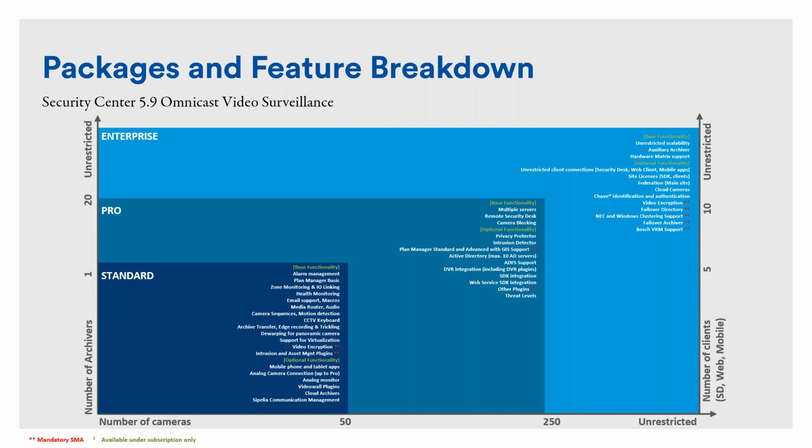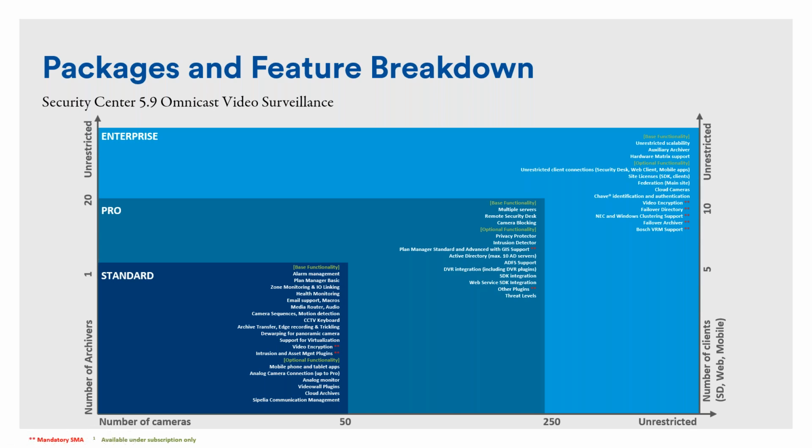Something to mention though, if for instance, you had a system with 40 cameras, but you wanted an integration to Active Directory to import users and or cardholders from Windows Active Directory, since Active Directory is only supported in the professional package, even though you have below 50 cameras, you have to go to professional, because that's the package that you need to support Active Directory.